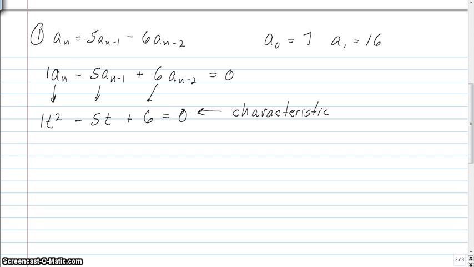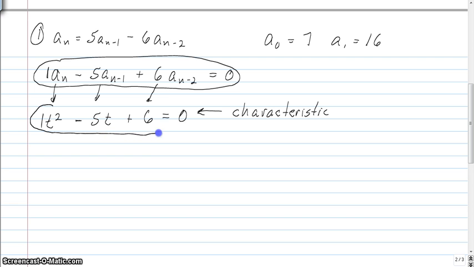equal to 0. So the terms in the recurrence relation correspond to terms in what's called the characteristic. Right? And we transform into the characteristic because the characteristic is just a quadratic. You can use whatever letter you want. I chose to use T. You probably wouldn't want to use A because that's what's in your recurrence relation, but whatever letter you like. C, sometimes C is used for characteristic, I guess. But it doesn't matter.